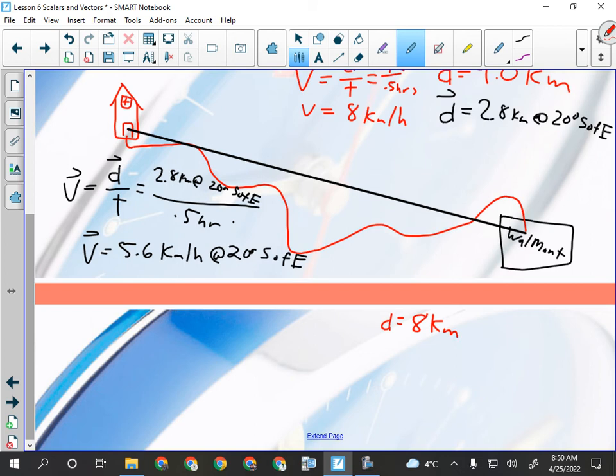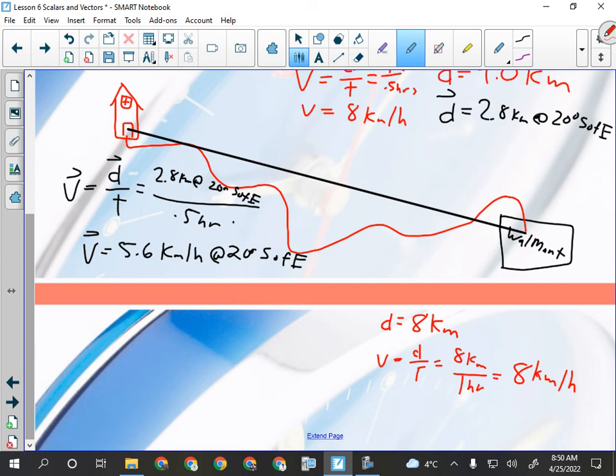Let's say that when I get back, it was another half an hour, so my total time is an hour. What's my speed? 8 kilometers per hour, right? It doesn't change. My speed is still going to be my distance divided by my time. 8 kilometers divided by 1 hour is 8 kilometers per hour.